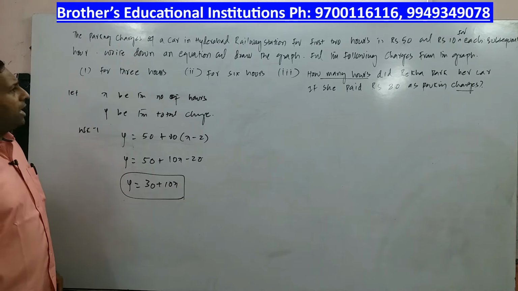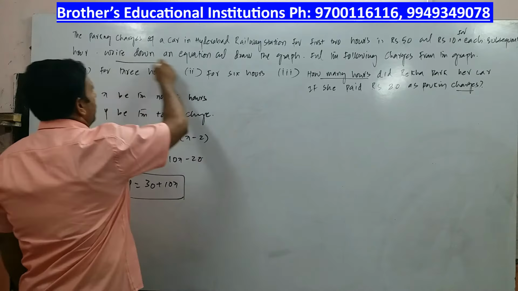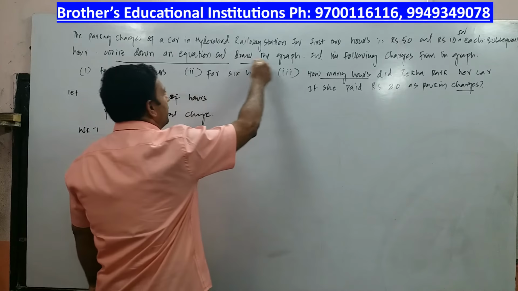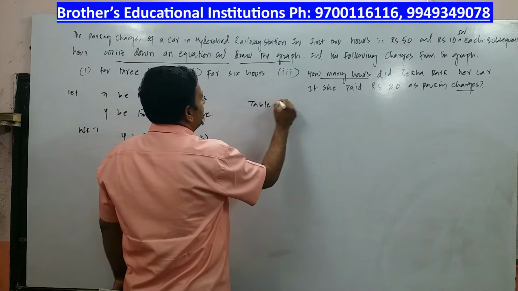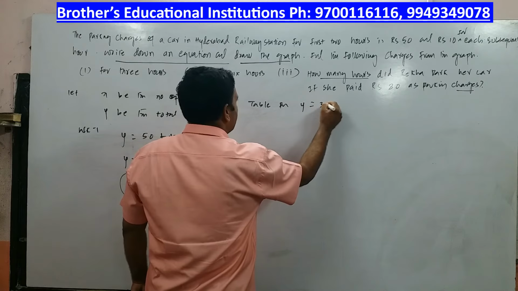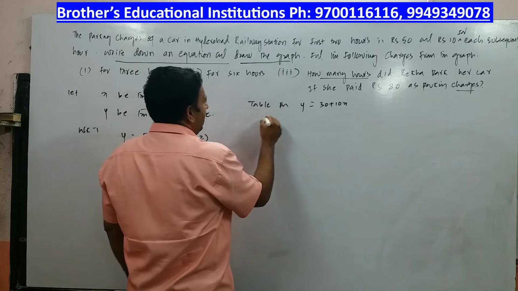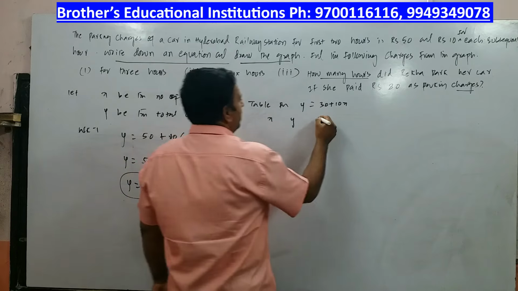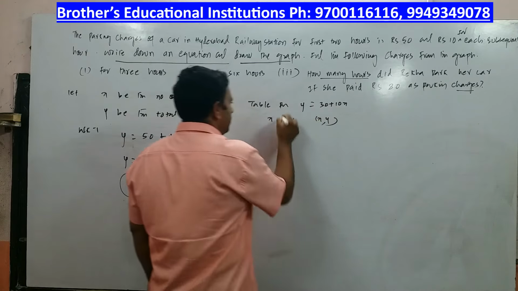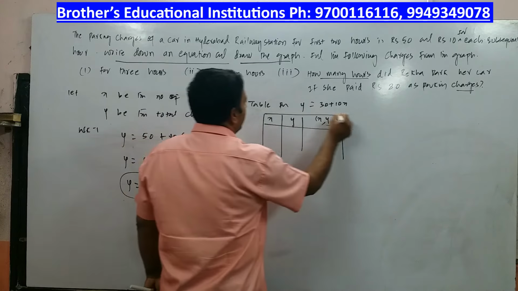Now what is the question asked? The question asked is write down the equation. Yes, I did my job. Now draw the graph. How you are going to draw the graph? You need a table for y is equal to 30 plus 10x. Technically I will take x value, I will have to calculate y value and then x comma y. This is the table I need to get to draw the graph. And minimum how many values I want? I have to get 2 values.